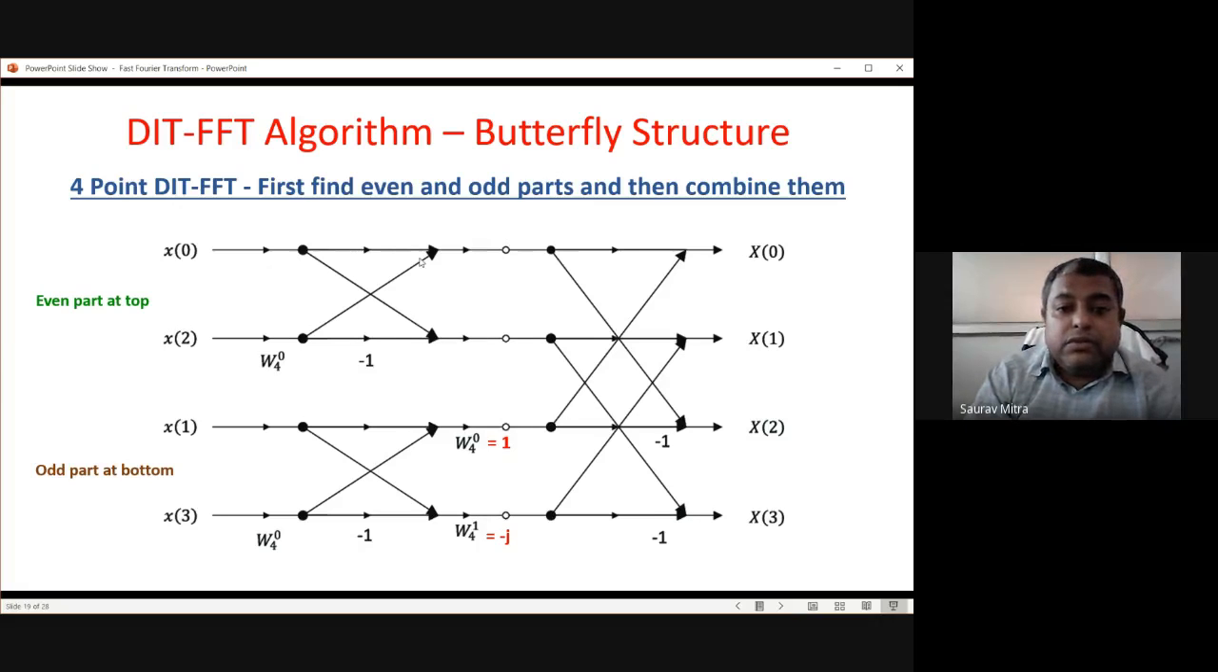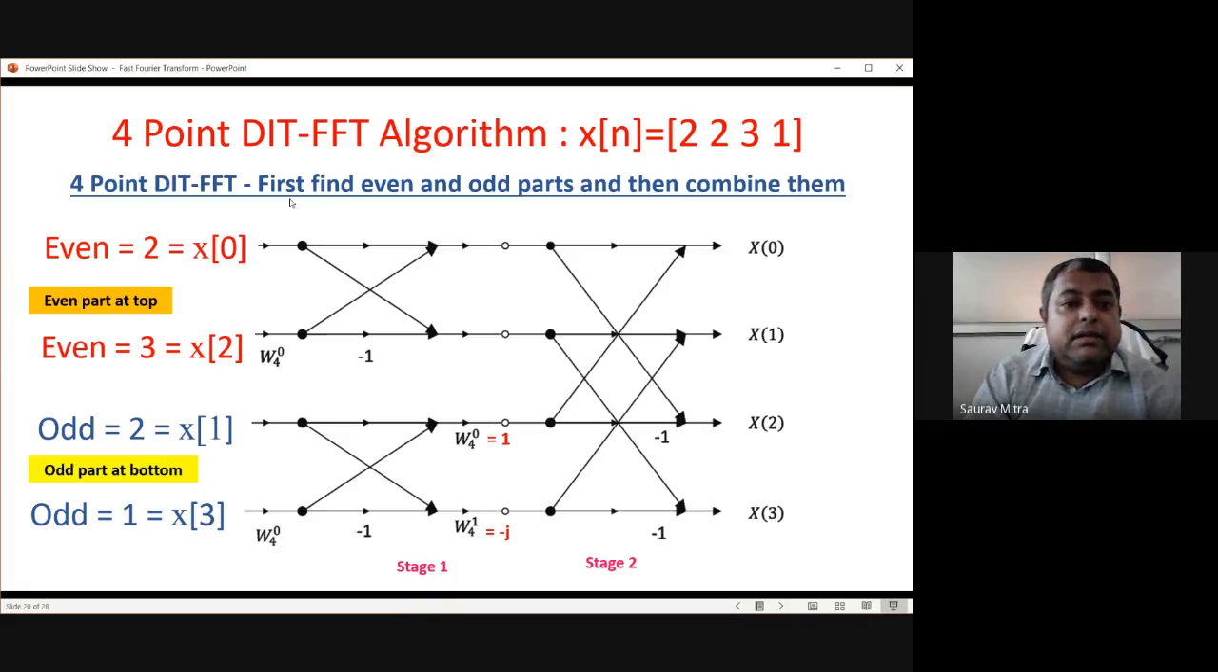Now how to find this? We are going to see in the numerical. Given is 2, 2, 3, 1. First we have to divide this into even part and odd part. So 2 and 3 are the even part: x0 is 2, x2 is 3. We have written this, and then 2 and 1. So this 3 goes up, and 2 comes here.